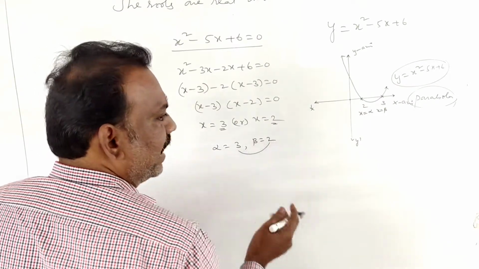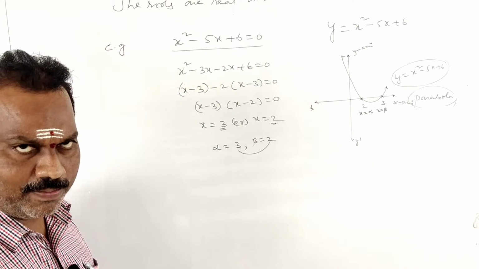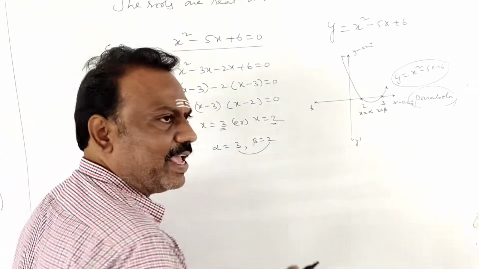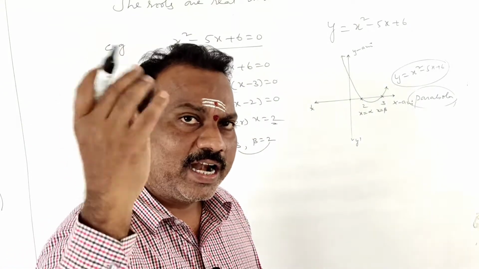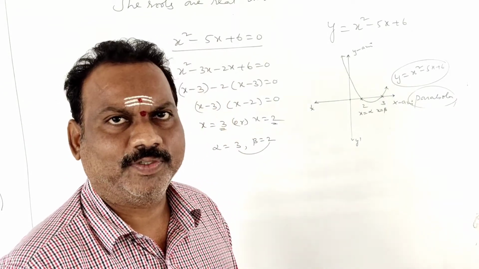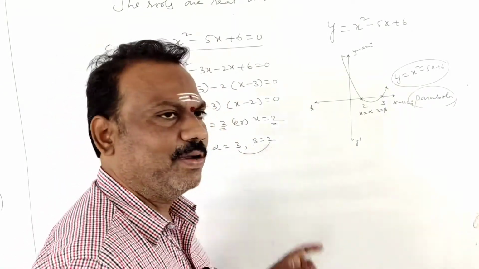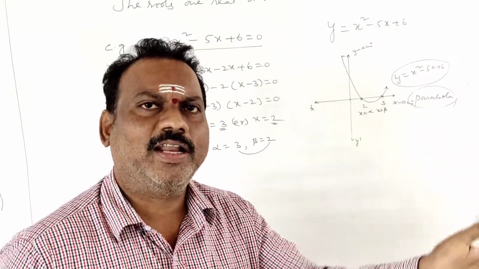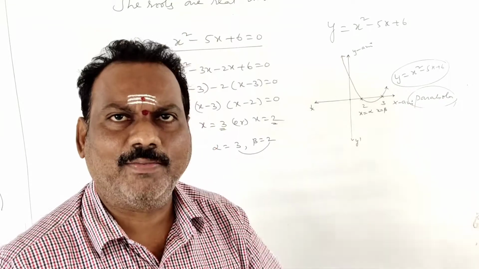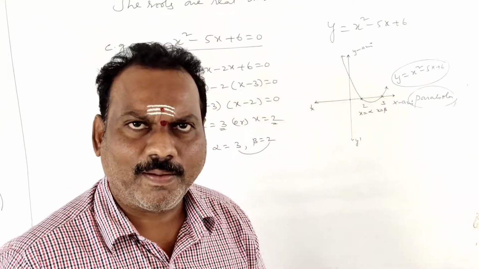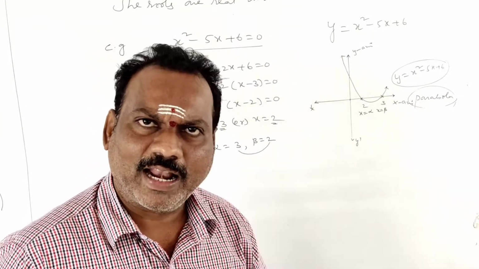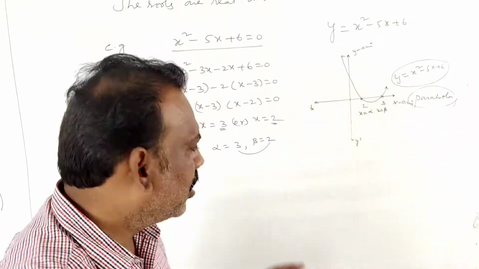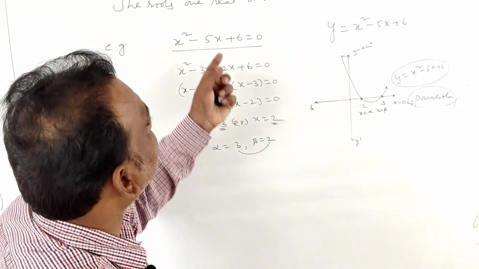So the roots are real. Real means real numbers. That is the meaning. Are 3 and 2 real numbers or not? I told you the tree diagram of the number system. These are natural numbers. Natural numbers are also real numbers. Whole numbers are also real numbers, integers also, rational numbers also, irrational numbers also, fractions also, decimals also real numbers. So these are real.